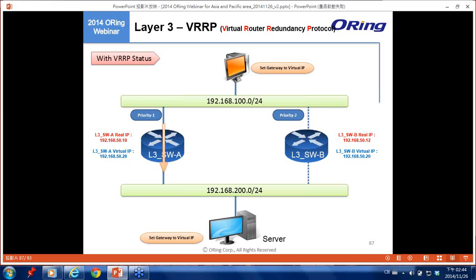Let's take a look at this picture. If the same situation is happening, the major switch will change from A to B, so the connection will not be affected. That's why we need VRRP.